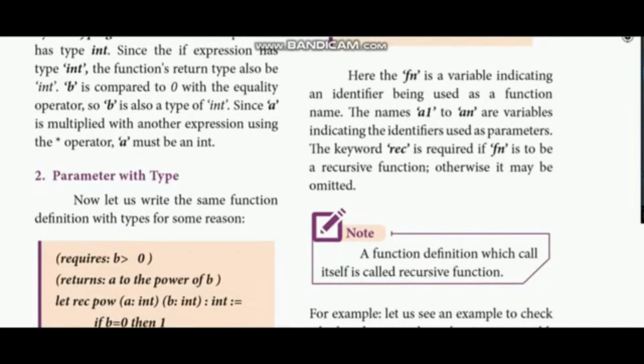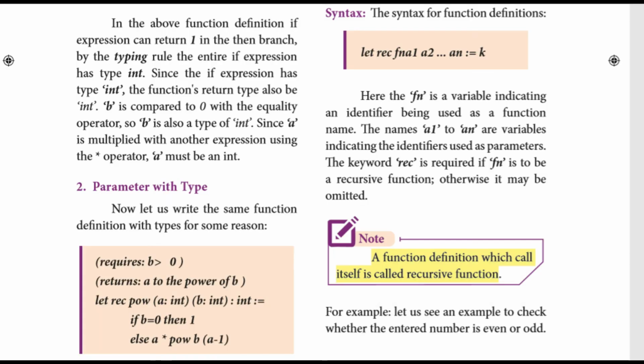Here the fn is a variable indicating the identifier being used as a function name. The names a1 and an are the variables indicating the identifiers used as parameters. The keyword rec is required if fn is to be a recursive function, otherwise it may be omitted. And here note one more important question: a function definition which calls itself is called a recursive function.